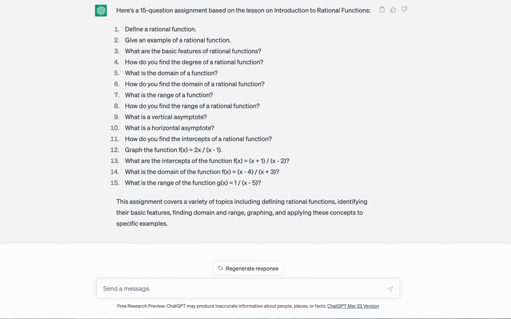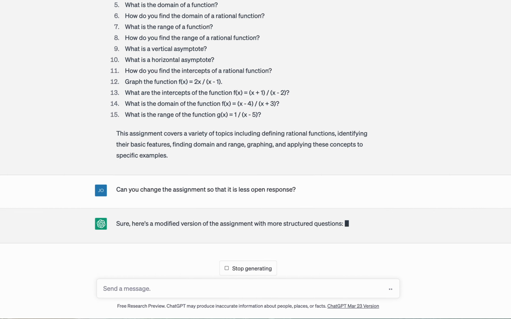However, I don't like all the open-ended responses. I'm not sure that all the students are going to do that or do it well, and I certainly don't want to grade it. Can you change the assignment so that it is less open response? So let's see if ChatGPT knows what I'm talking about here.